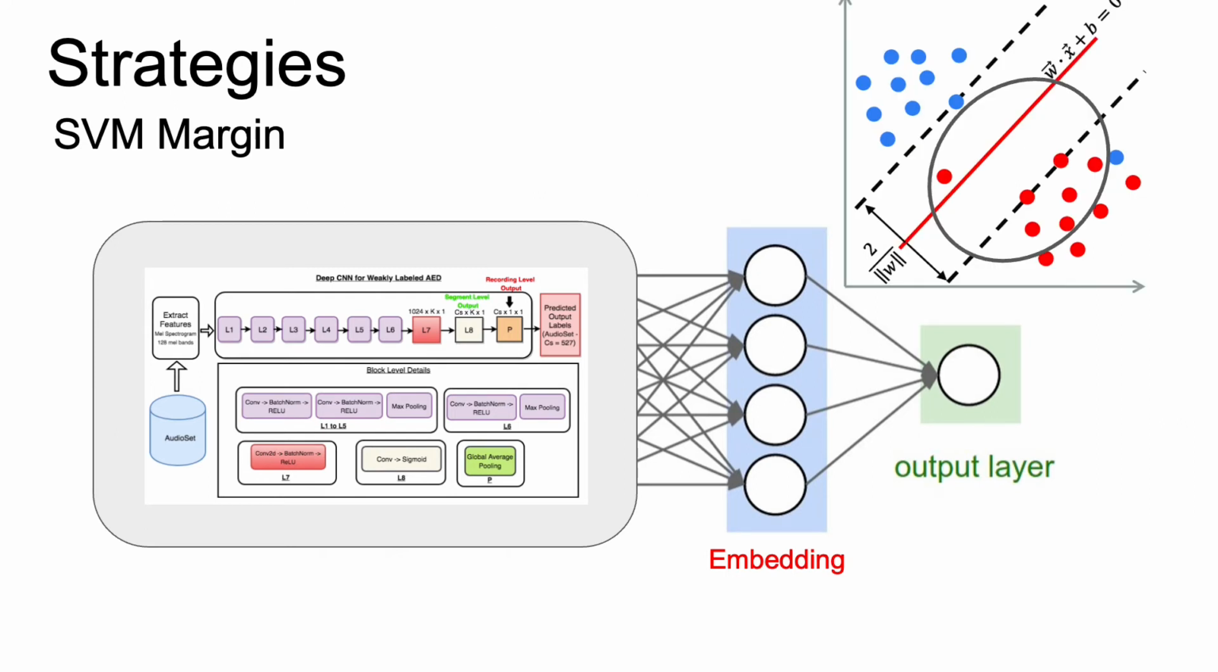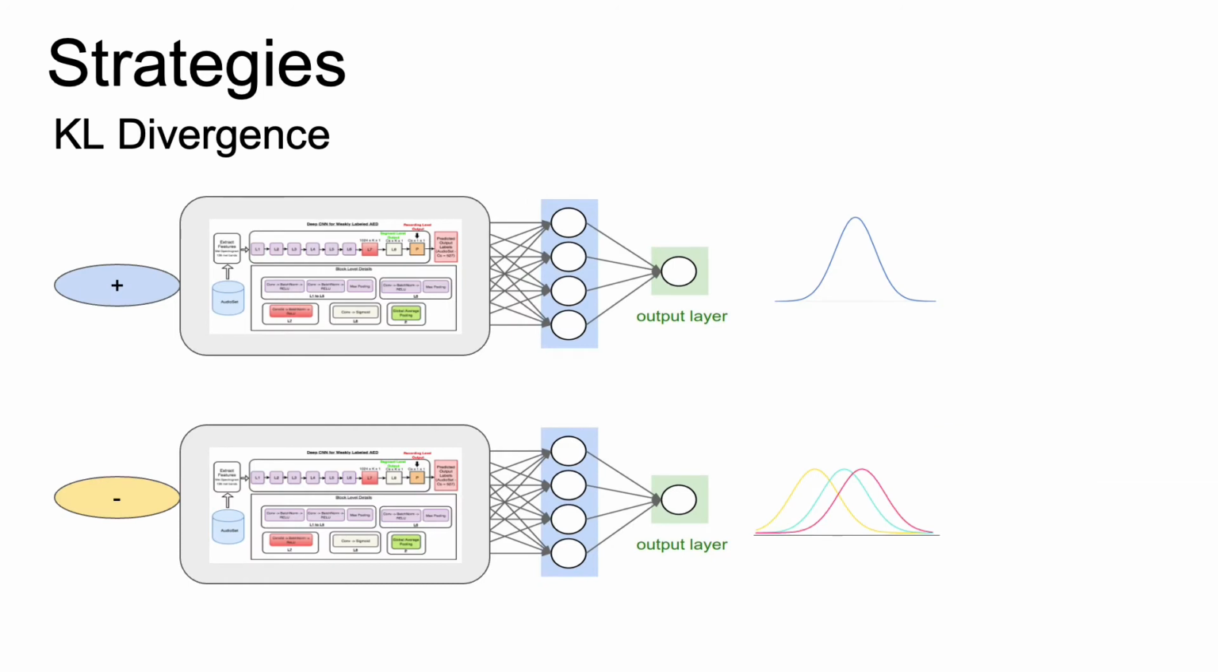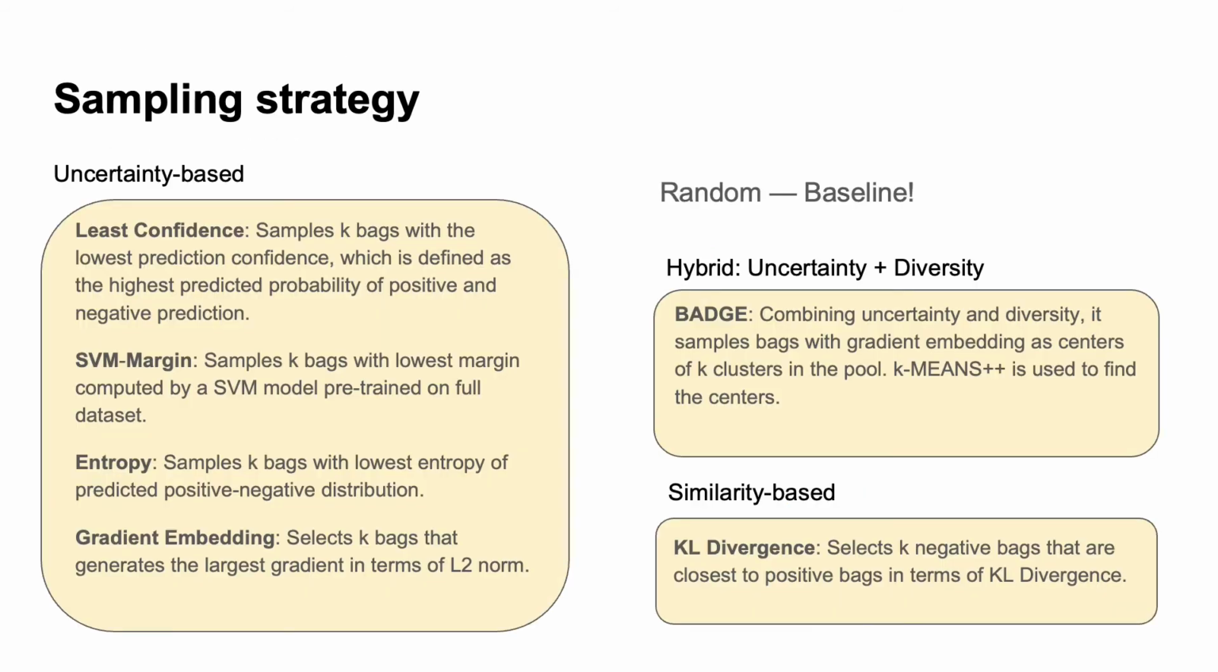For the SVM margin strategy, we first train with hinge loss. Then for the bag selection, we focus on negative bags that lie on the wrong side and those near the boundaries. Another strategy to mention here is k-error divergence. Intuitively, the negative bags that are more informative should have a distribution similar to the positive ones. We use this as our guidance for the sampling. Apart from them, there are some other useful strategies as well. Random is our baseline here.